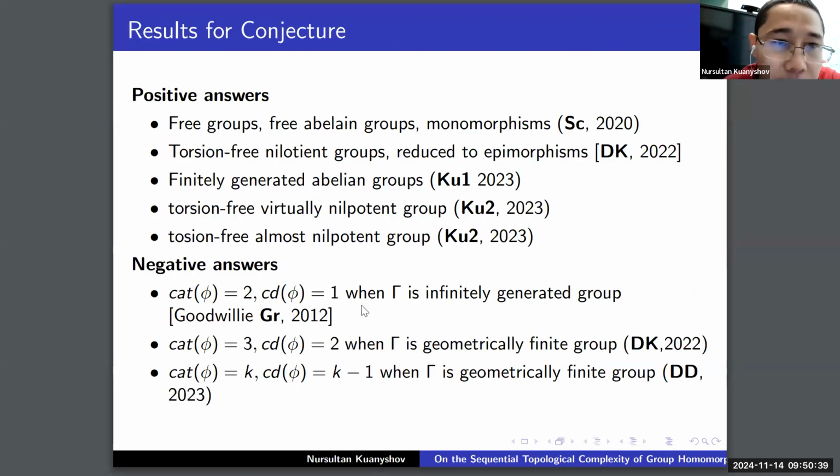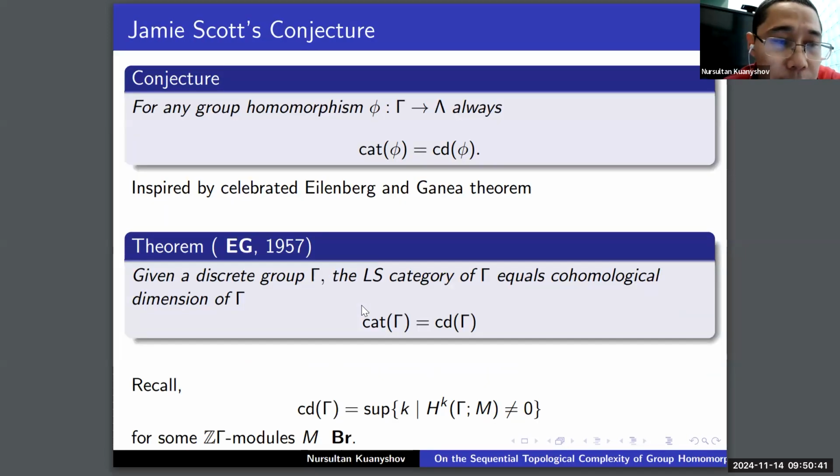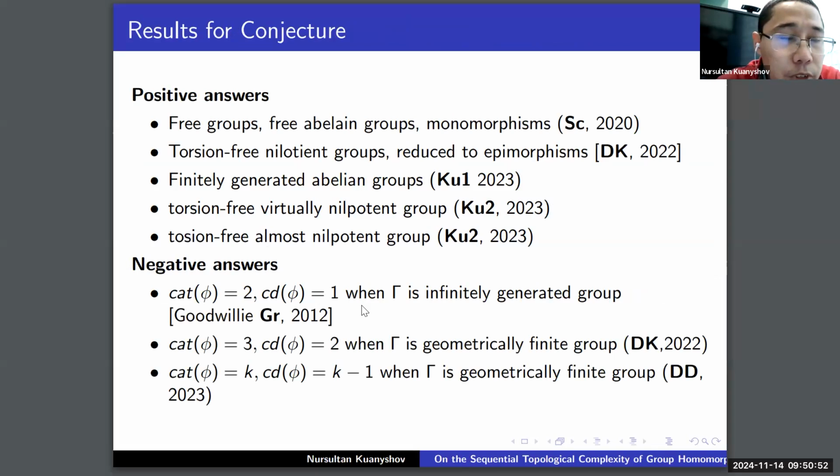Okay, now let me go back to this conjecture. In today's talk, instead of giving proofs, I would like to give a complete picture in this direction. So what's the status? It's known that if the domain and the target groups are free groups, it's true, and also for free abelian groups.